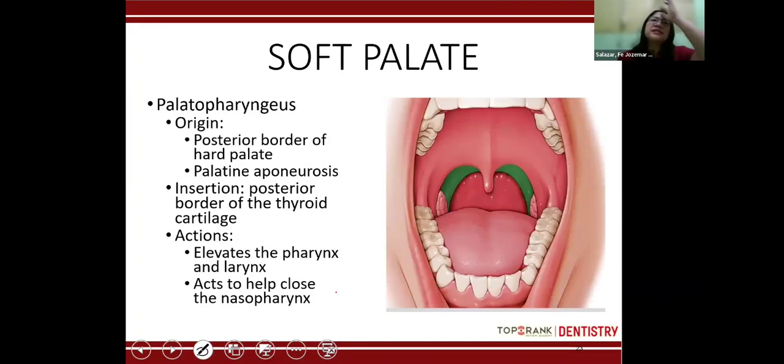Kanina na-discuss natin yung posterior pillar of the fauces. So this is the muscle that's underneath it. Kaya nga it's called the palatopharyngeal fold. So the origin is palato.